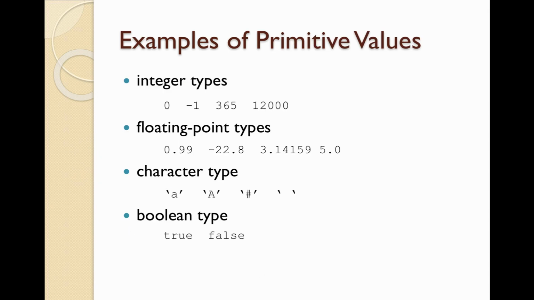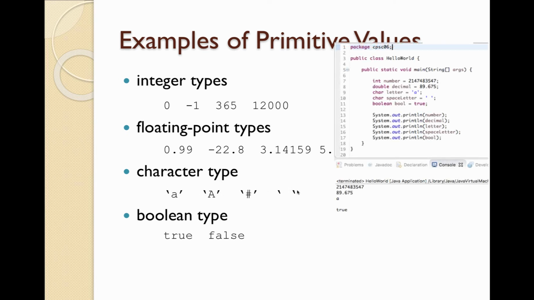Here are some examples of some primitive types. Integer types can be 0 or -1. Notice there's no commas inside of our numbers. Here are some examples of some floating point types, types with a decimal value. Notice our character types have a single quote or apostrophe around them. And this last character is not a mistake. This is the white space character, and white space is its own character. And then, of course, Boolean types are the type true or the type false. These are the values that we can put into a Boolean type.